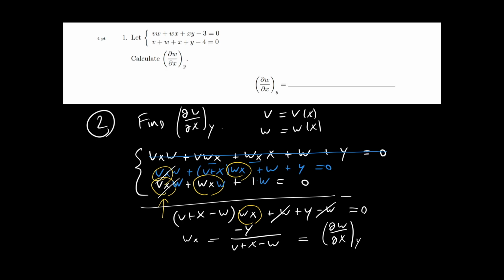So let me write up the answer in the answer box and leave it there. It's minus y over v plus x minus w. Done. So in this question 2, we are asked to find vectors v1 and v2 such that in those directions the function f that's given increases at 50% of its maximum rate.